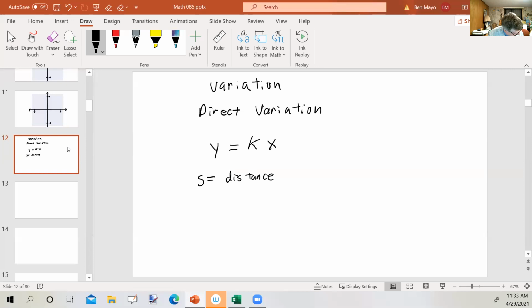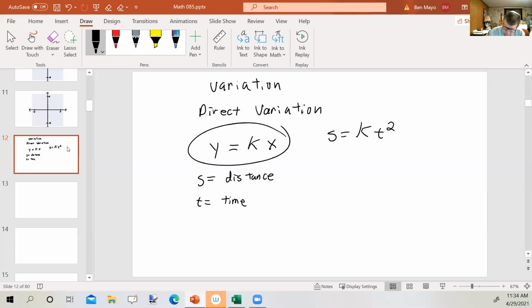And then it says it varies directly to the square of time t. So t equals time, okay? So we've got s for distance and t for time. It says that the distance it travels varies directly to the square of time. So s equals kt squared. Now, it's still in this form, but we're using s and t as our variables. K is not mentioned in this case. Quite often it isn't mentioned, but it's always present in all of these variation formulas.